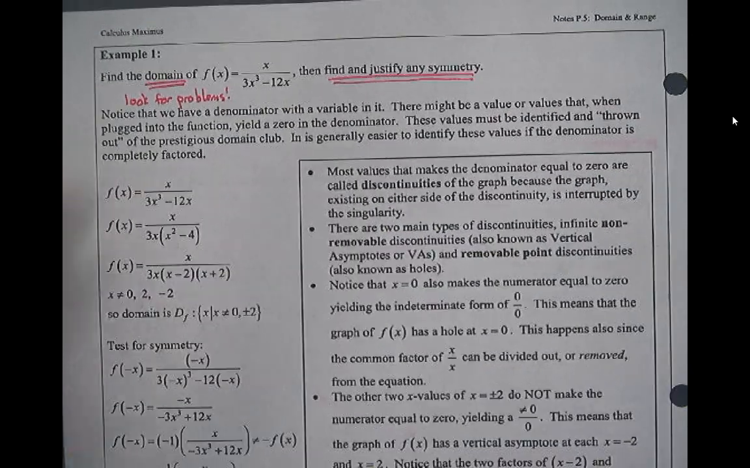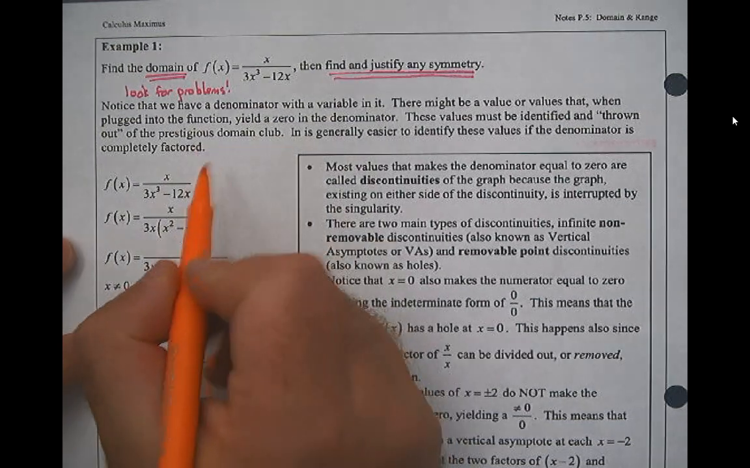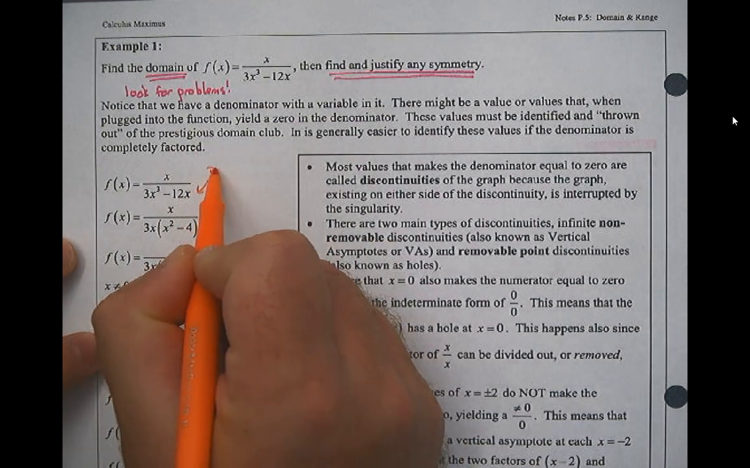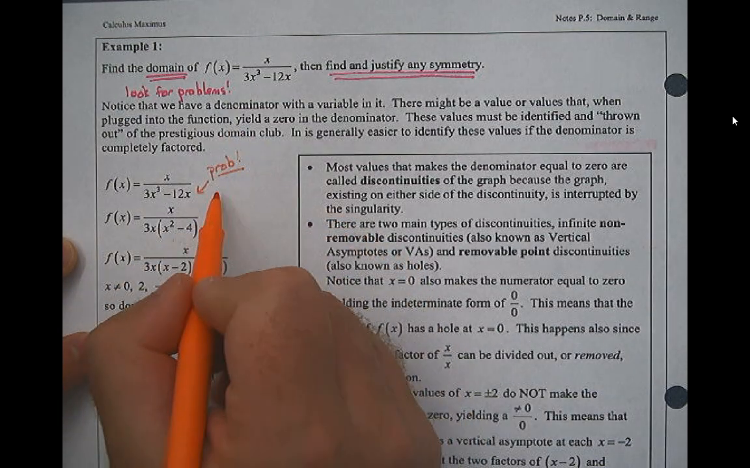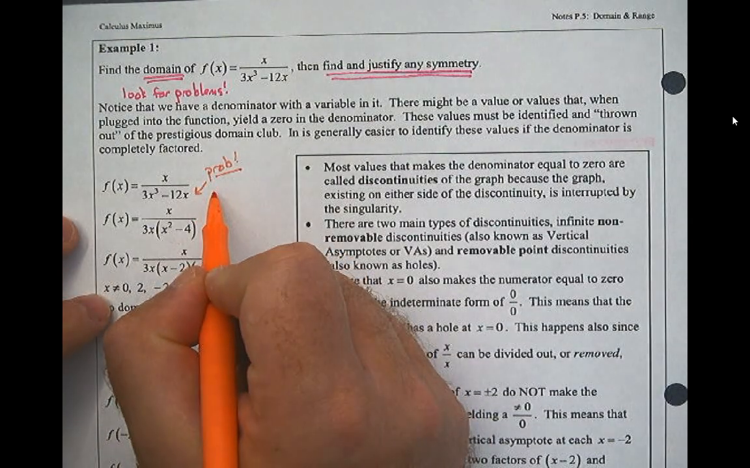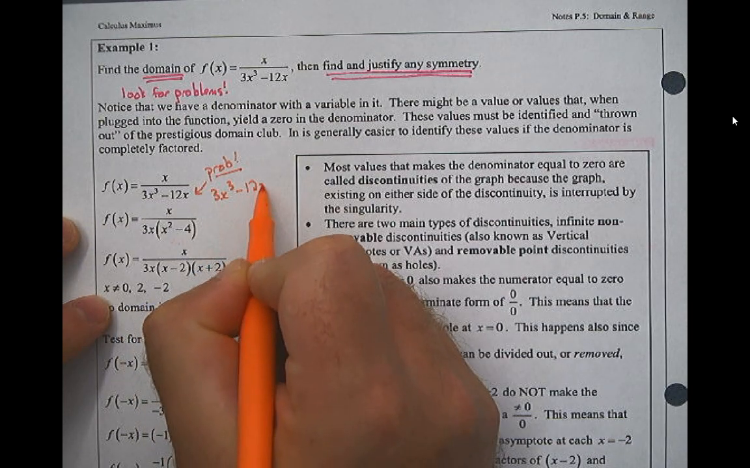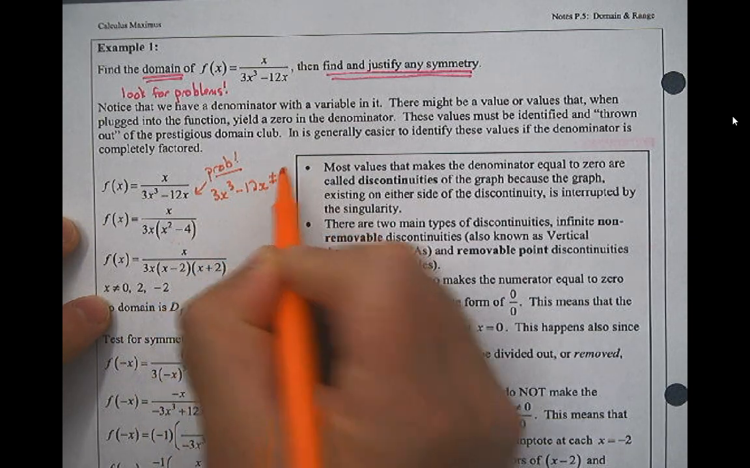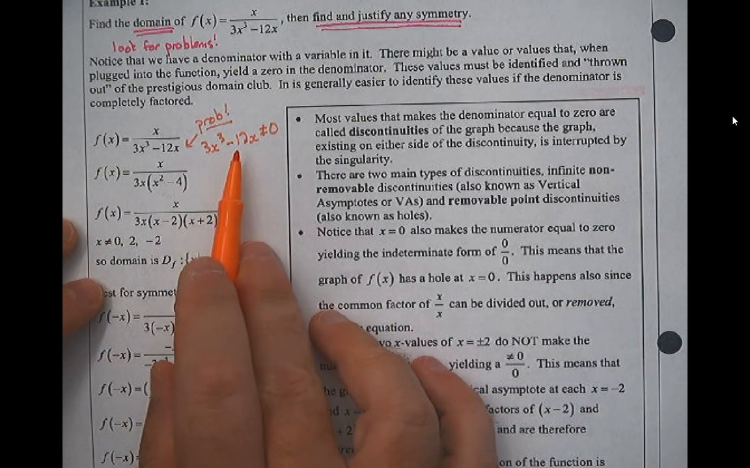So do we have any problems? Yes, we have a problem. What's our problem? We have an X on the bottom. This is a problem. So what would we do? This stuff on the bottom, in the denominator, what can't it be? 3x cubed minus 12x cannot be 0, which is something that we can factor and solve.